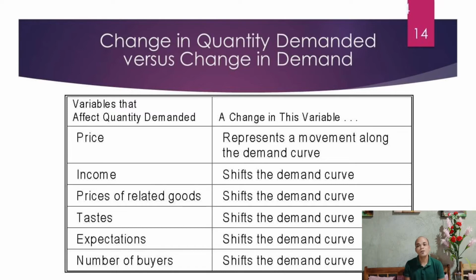And in the second column, a change in demand or a change in this variable represents a movement along the demand curve when its price changes, shifts the demand curve in income, shifts the demand curve when it relates to prices of goods, shifts the demand curve when it relates to tastes, and shifts the demand curve when also related to expectations, and lastly, the number of buyers also shifts the demand curve.